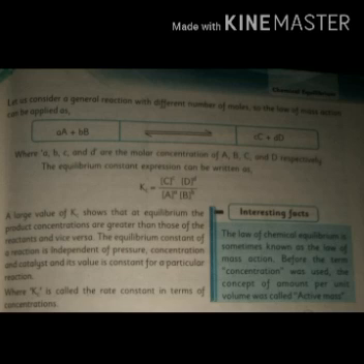Now a large value of Kc shows that at equilibrium the product concentrations are greater than those of the reactants, and vice versa. The equilibrium constant of a reaction is independent of pressure, meaning it doesn't depend on pressure, concentration and catalyst, and its value is constant for a particular reaction, where Kc is called the rate constant in terms of concentrations.